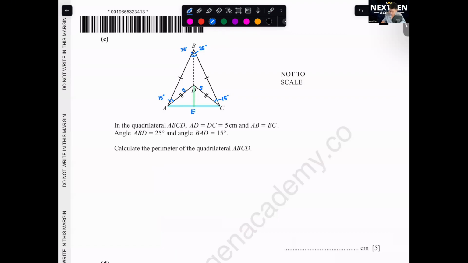Okay, what do I want to find? What do we want to find here? Okay, the first thing we find is this part here. Okay, this part, BAC.